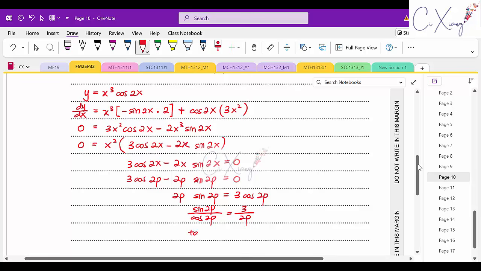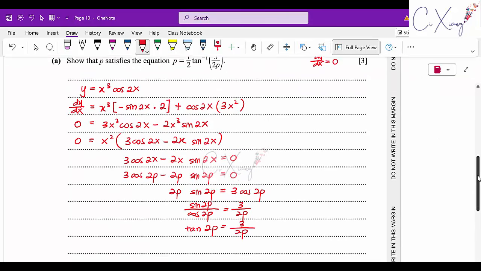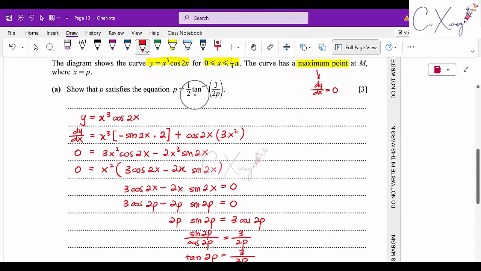Okay, so from here, you see that I successfully get tangent 2p equals to 3 over 2p. Then I try to compare my answer with what they request on top. So you see, this is what they want. I want to have tangent inverse 3 over 2p. I already got 3 over 2p here.